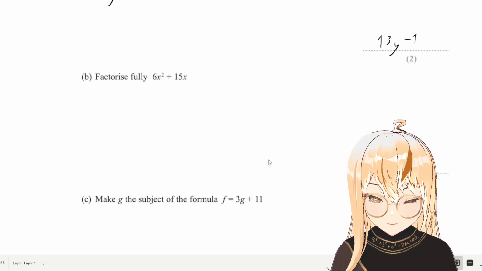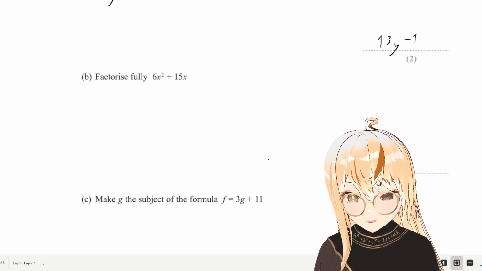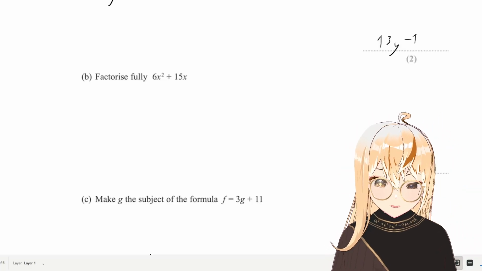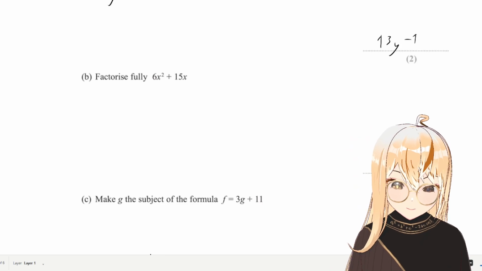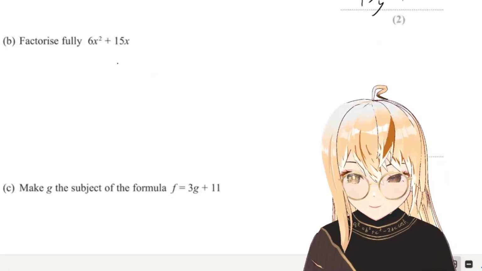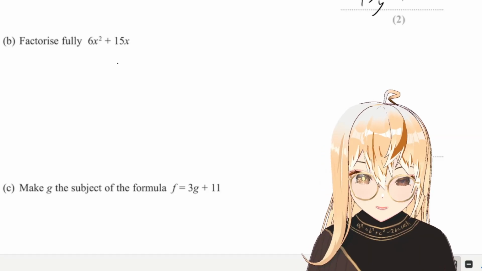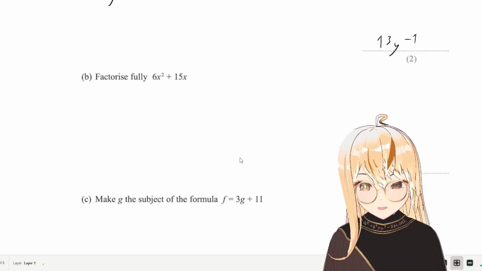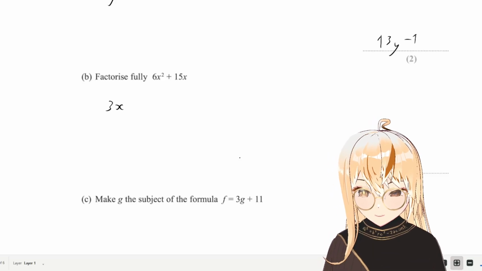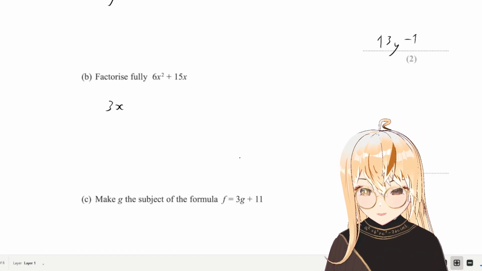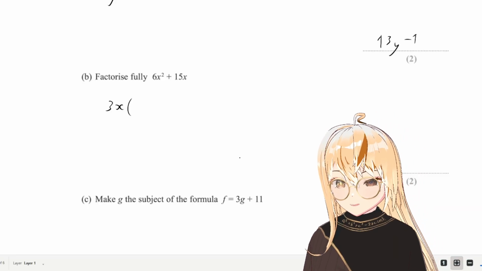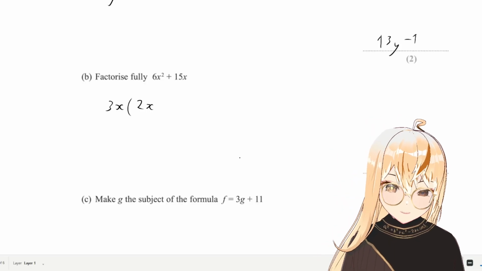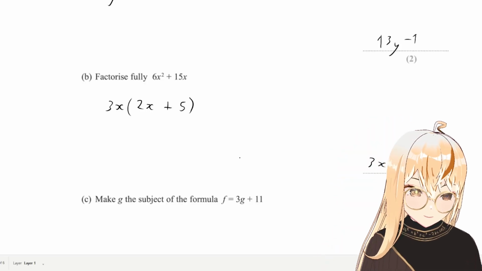Okay, now we want to factorize fully 6x squared plus 15x. The way we factorize is we take out the biggest factor of all the terms. So what thing goes into both of these terms, 6x squared and 15x? It would be 3x, because 3x goes into both of them. So how do we factorize this? Well, we just write our biggest factor out, 3x, and then it's basically the inverse of expanding. So what multiplies by 3x to give us 6x squared? Well, that's 2x. And then what multiplies 3x to give 15x? Well, that's just 5. So our answer is 3x(2x plus 5).